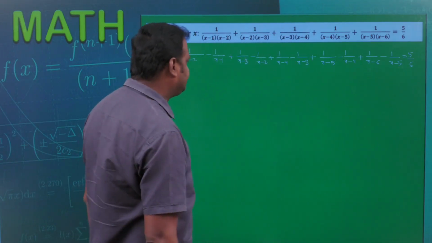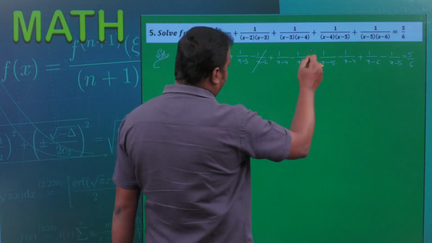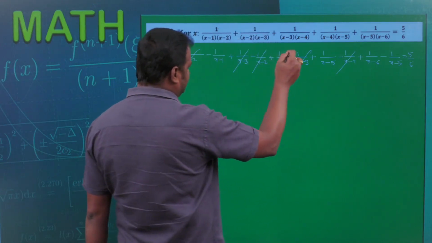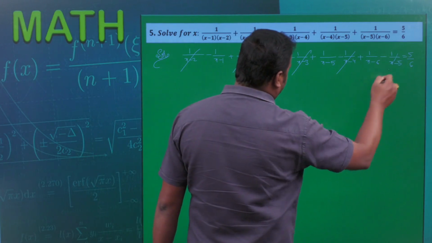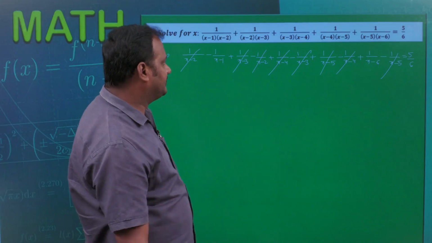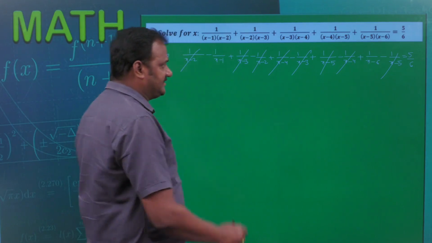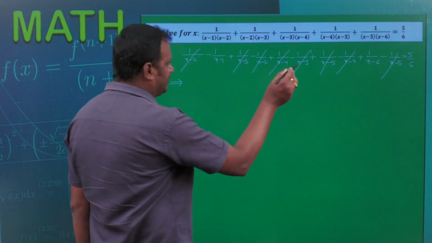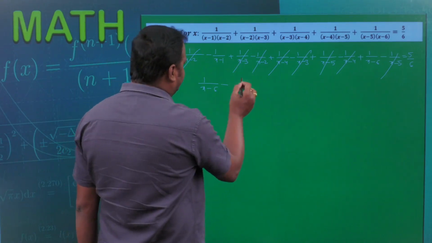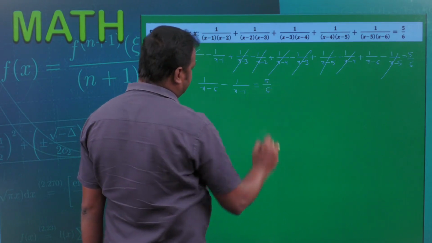Now see the cancellation. Minus 1 by x minus 2 plus 1 by x minus 2, minus 1 by x minus 3 plus 1 by x minus 3, minus 1 by x minus 4 plus 1 by x minus 4, minus 1 by x minus 5 plus 1 by x minus 5 get cancelled. You are left with only two terms. The first one is minus 1 by x minus 1, the last one is 1 by x minus 6. That implies, first write the positive term, that is 1 by x minus 6 minus 1 by x minus 1 is equal to 5 divided by 6.